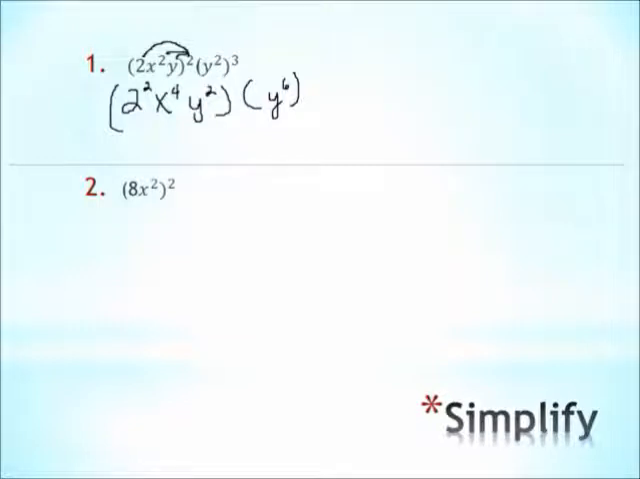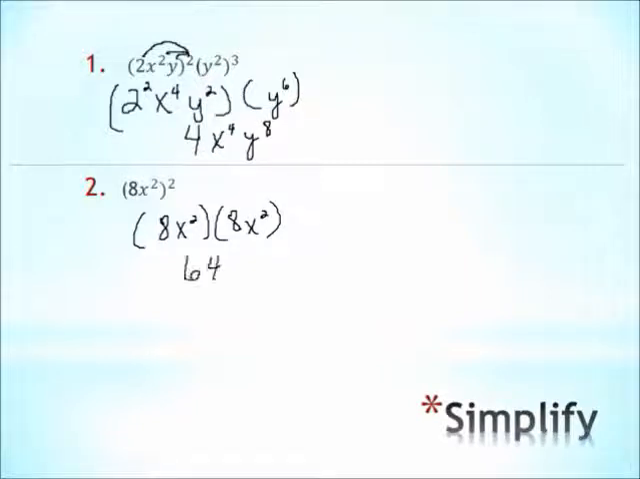So then from here we can continue. 2 squared is 4. Well, x to the 4th cannot be multiplied by anything else. And then y squared times y to the 6th is going to give us y to the 8th. Looking at problem number 2, I could rewrite this. So it would be 8x squared times 8x squared. And that would actually come out to be 64x to the 4th as a final answer.